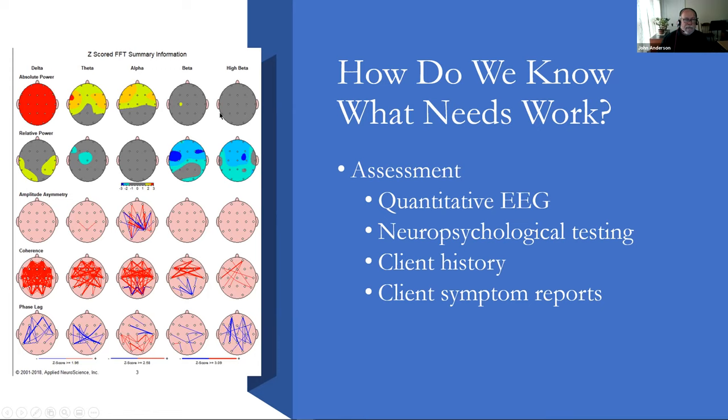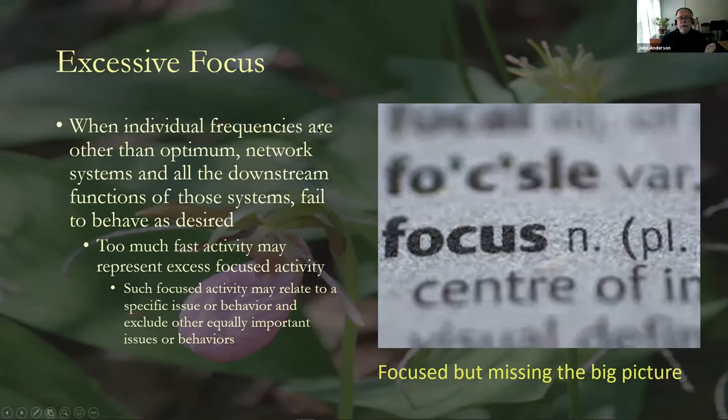So we don't have time to go into this at all, of course. This is a 5-day, 8 hours a day class that we teach through STENS to be able to understand these at a very beginning level. And so we can measure differences from one point to another. We can measure communication metrics from one point to another, and so on. We also combine that with neuropsychological testing, client history, client symptom reports, and we come up with information that tells us, okay, there's too much of this, there's too little of that. Let's say there's too much fast activity. Well, the person has a lot of focus, but they're missing the big picture. That's great for really fine tuning in on something that's really important, but it excludes the bigger picture.